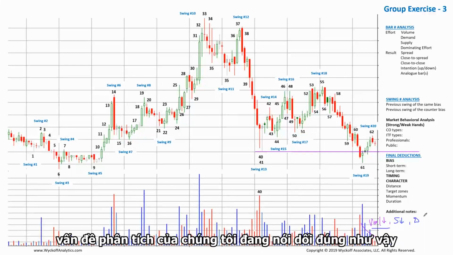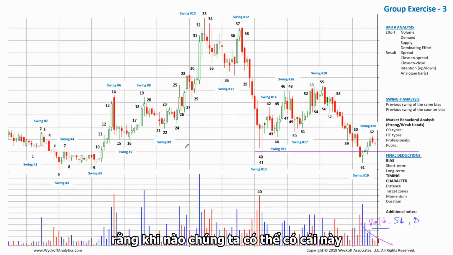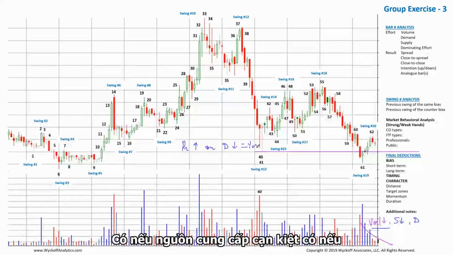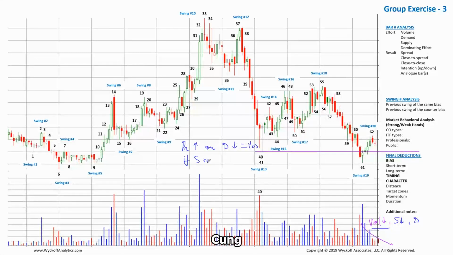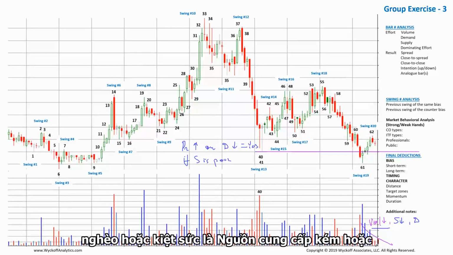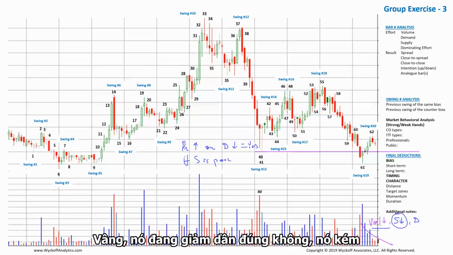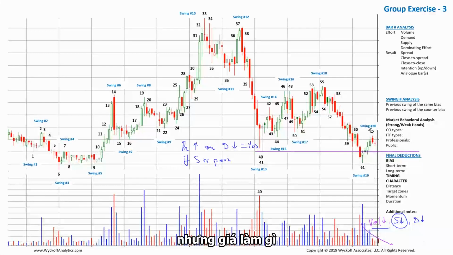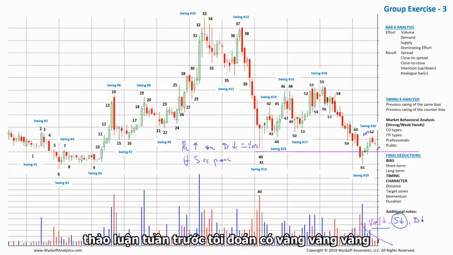Okay, and this is where our analytical issue is lying. So could we have this situation? Could price go up on diminishing demand? Yes, if supply is exhausted. Yeah, if supply is poor or exhausted. Is supply poor or exhausted or diminishing here? Yeah, it's diminishing. It's poor. Demand is diminishing too. But yet, what is the price doing? Price is going up. This is what we discussed last week, I guess.